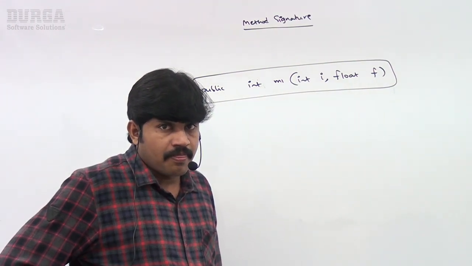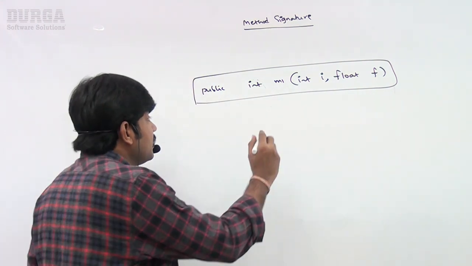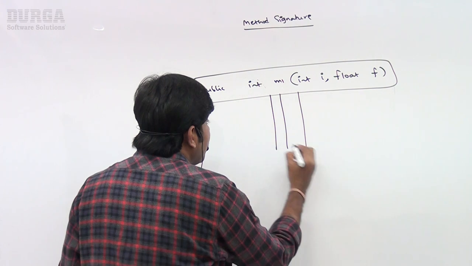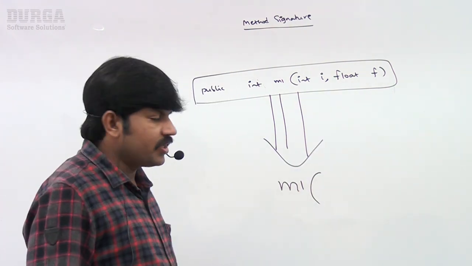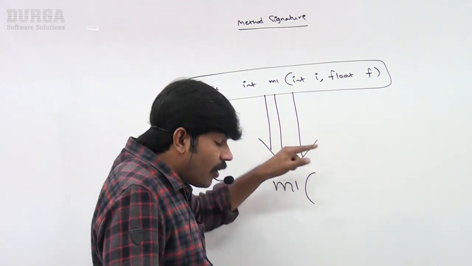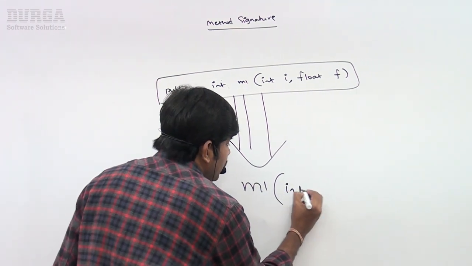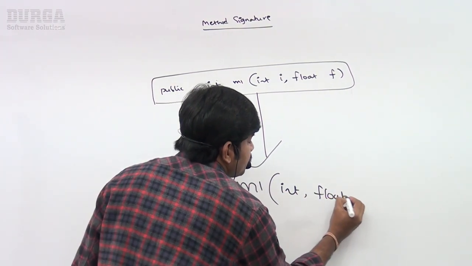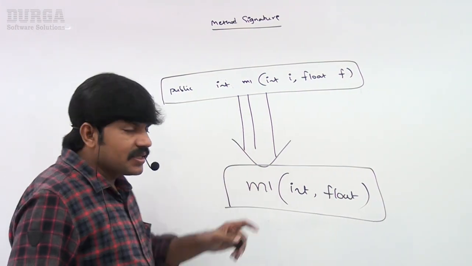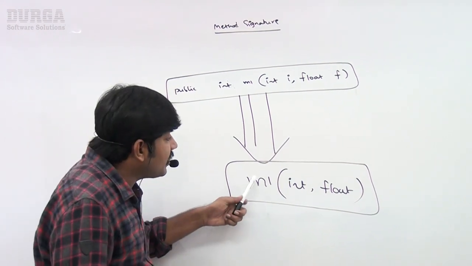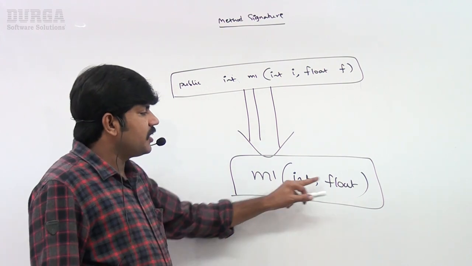Yes, friends. Please make sure method signature consists of the method name. Sir, what is the method name? M1. Next, followed by argument types. Sir, int, comma, float. That's all. This is called method signature. Method signature contains the method name followed by argument types. Remember this one, sir.